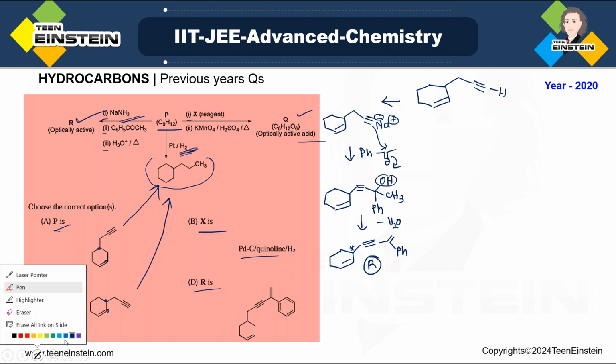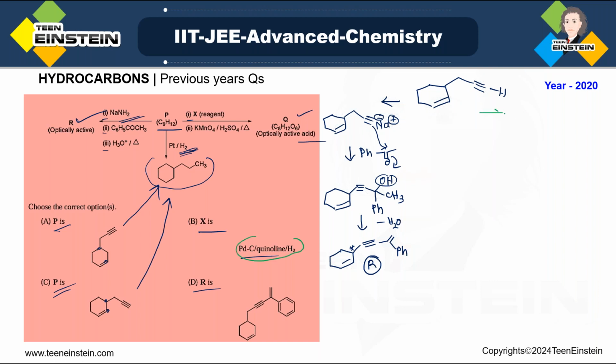Now we'll do the other part. In the other part, it is mentioned as X reagent. Just consider that it is the reagent. We will check whether we are getting the same correct result or not. So this is Lindlar catalyst, and the CC triple bond will now be converted to a CC double bond.